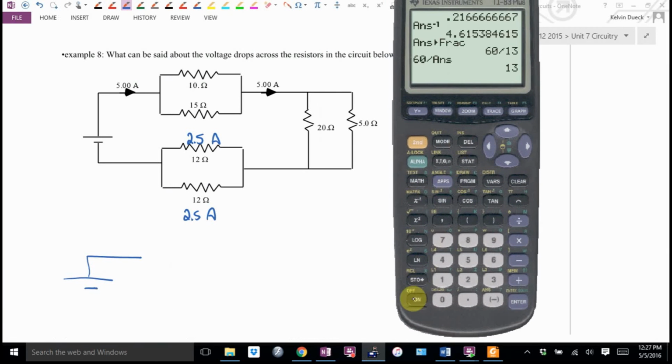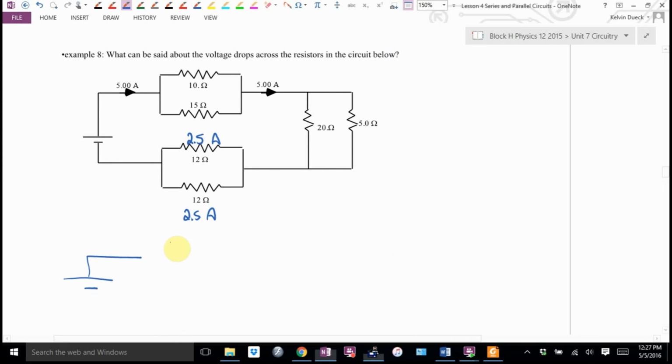I'm going to do this straight on my calculator. 1 divided by 10 plus 1 divided by 15 equals reciprocal. This is the same as a single resistor. How big? And this is my rough sketch. I'm actually just going to put a 6 ohms there. I'm not even putting a resistor symbol there. I'm saying that is replacing a group of resistors. It's not my total resistance. This is my shorthand.